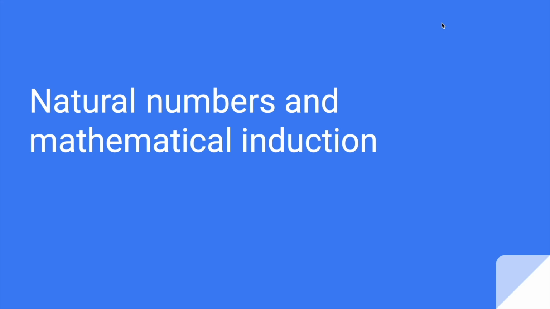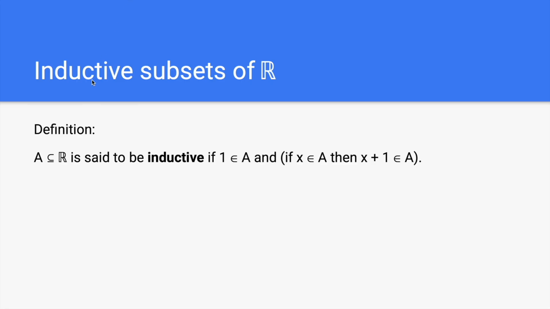Today let's talk about natural numbers and mathematical induction. Inductive subsets of R. Definition: A, a subset of R, is said to be inductive if 1 belongs to A, and if x belongs to A, then x plus 1 belongs to A.